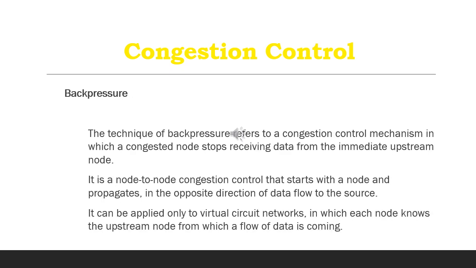Back pressure. The technique of back pressure refers to a congestion control mechanism in which a congested node stops receiving data from the immediate upstream node. It is a node-to-node congestion control that starts with a node and propagates in the opposite direction of data flow to the source. It can be applied only to virtual circuit networks in which each node knows the upstream node from which a flow of data is coming.